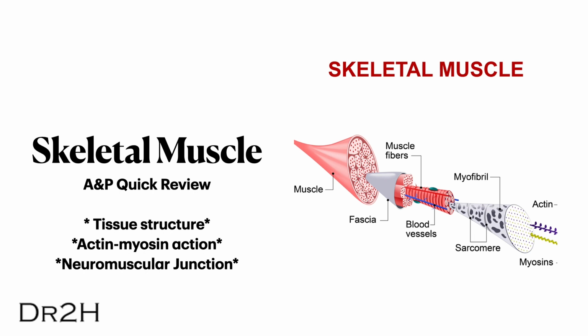In this video, we are going to have a quick review of the basic anatomy of skeletal muscle structure at the tissue level. Then I'm going to go over the actin-myosin action behind skeletal muscle contraction. At the end, let's review the events that happen at the neuromuscular junction.